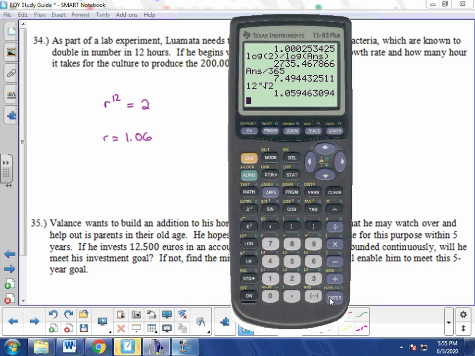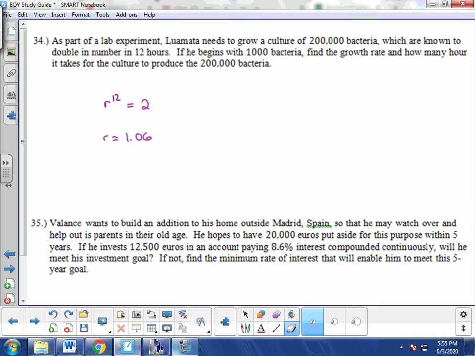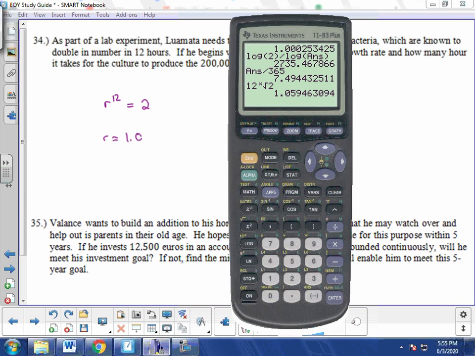Actually, let's carry it out to 4 decimals here. So approximately 1.0594. The reason that I want to carry it out to 4 decimals is because this is the decimal that represents growth or decay. Remember, anything greater than 1 is growth. So this is actually growing at a rate.